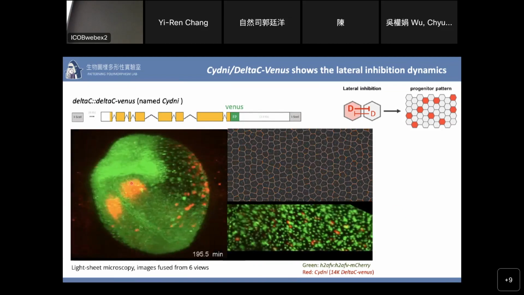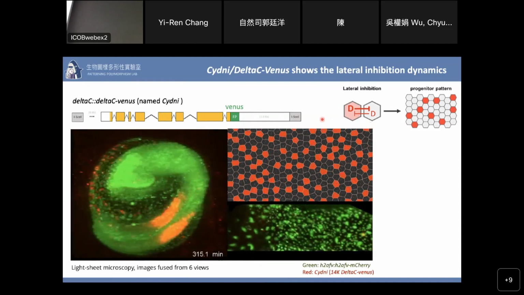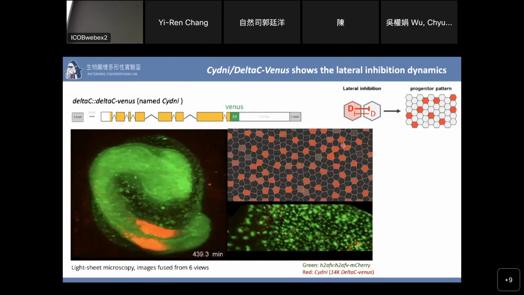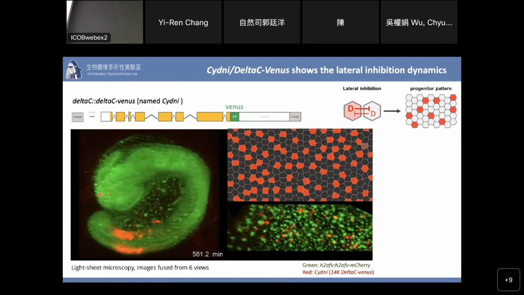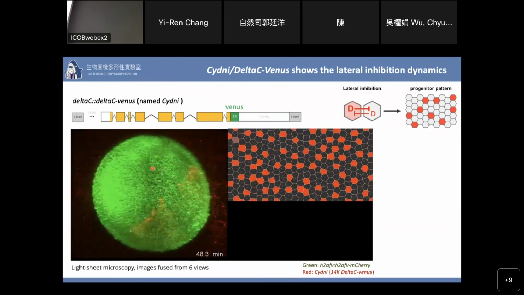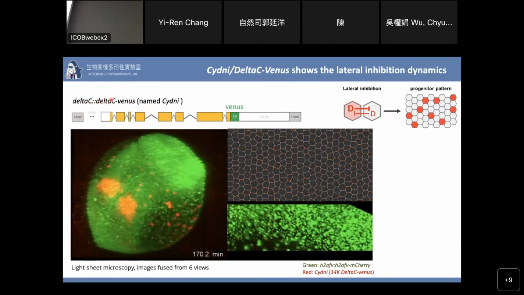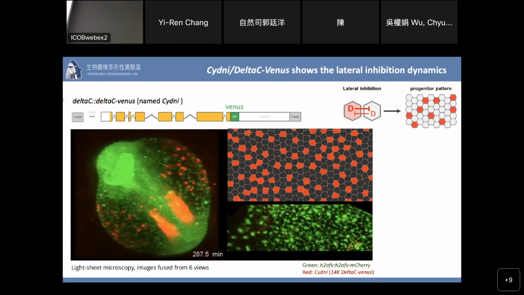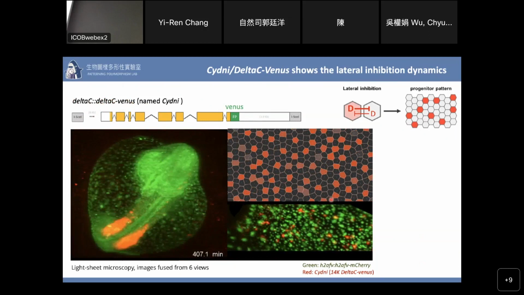This process has long been known as lateral inhibition. So the Delta will inhibit, sending the inhibiting signal to each other. And as a result, after this competition, the winner will be selected. And they will form a typical scatter or salt and pepper pattern, like this one. And this can be visualized by the transgenic line we made before in my lab, the Delta C fusion Venus line, or you can simulate it on the computer.